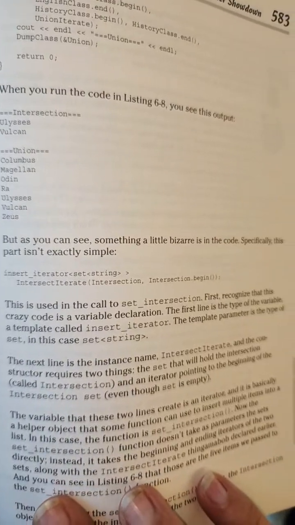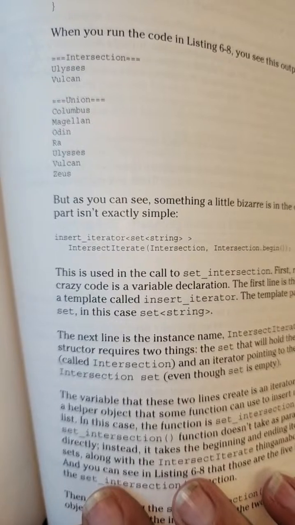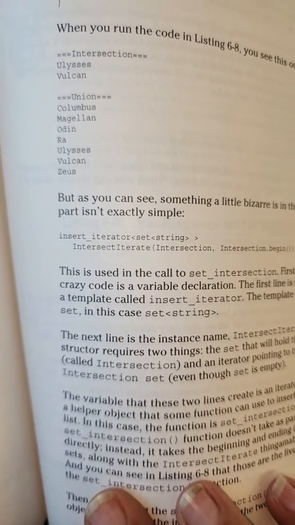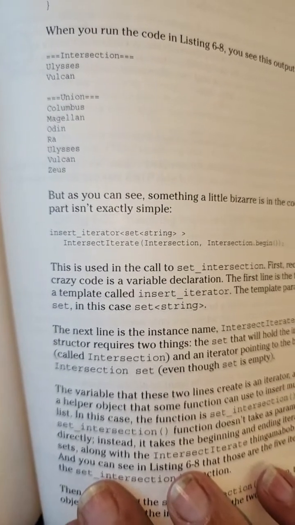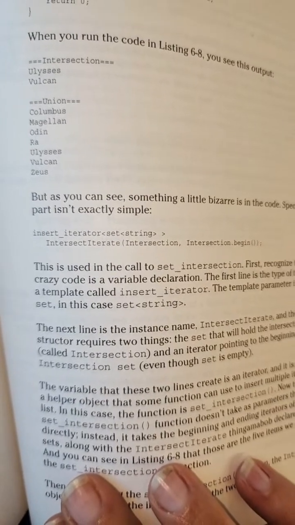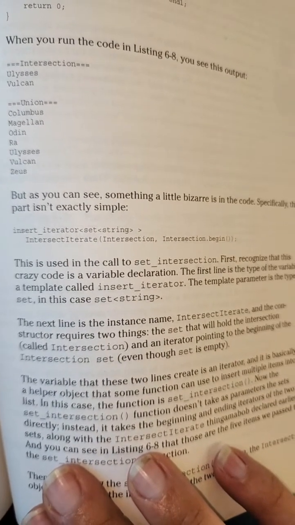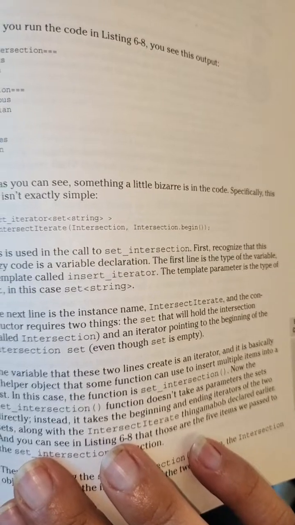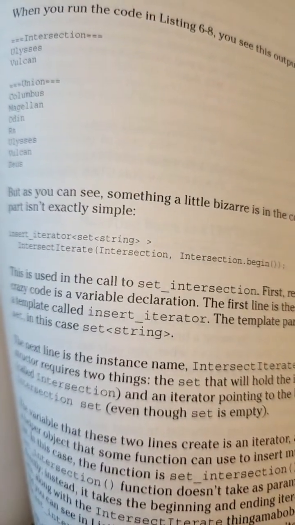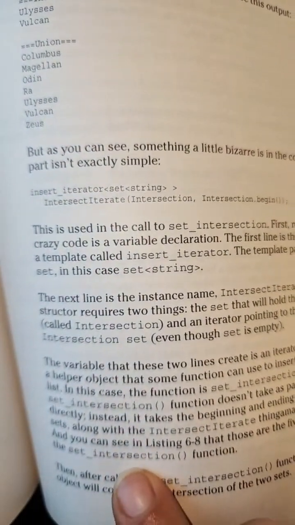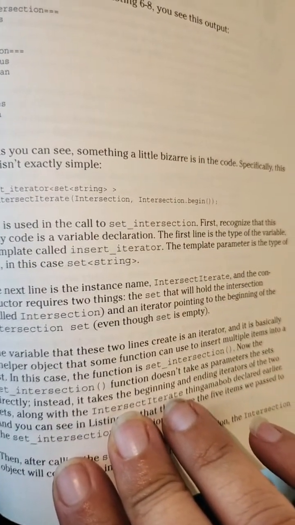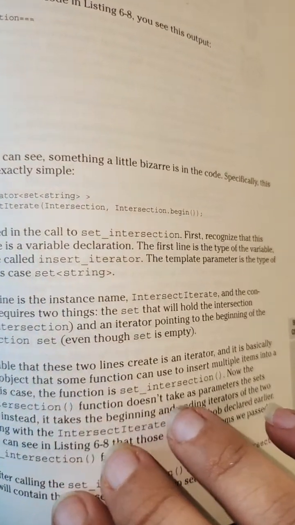But as you can see, something a little bizarre is in the code. Specifically, this part isn't exactly simple: insert_iterator set string intersect iterate, intersection dot begin. This is used in the call to set_intersection.